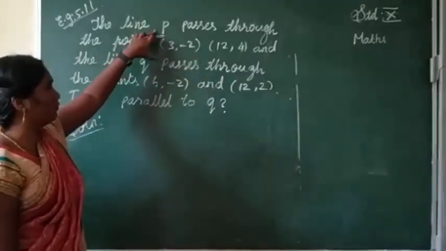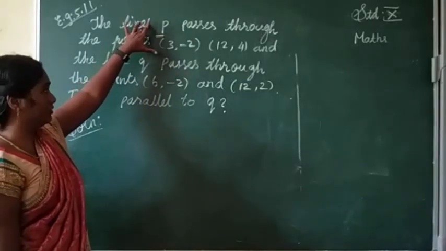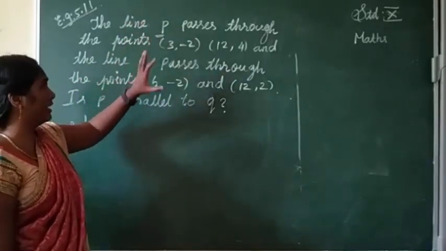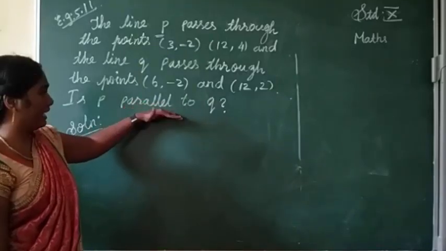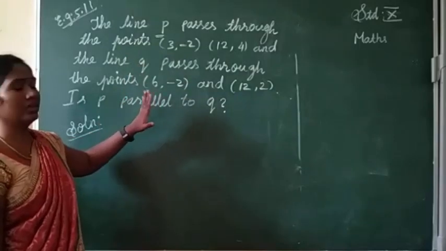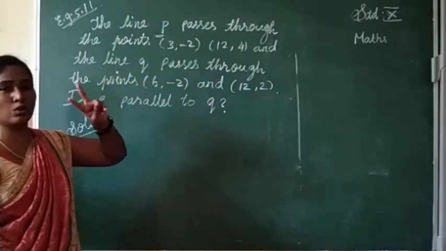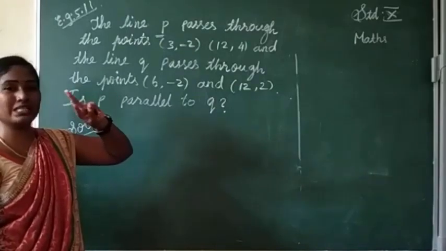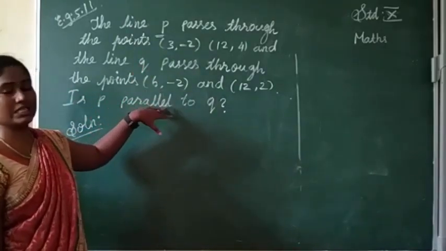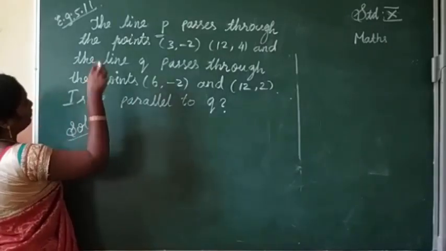If you find the slope value for P, it will give the answer 2 by 3, as well as the line Q also gives that exact same answer. Both are equal, which means we can easily say the given 2 lines are parallel. That means both slopes give the exact same value. So first find out the slope for P.